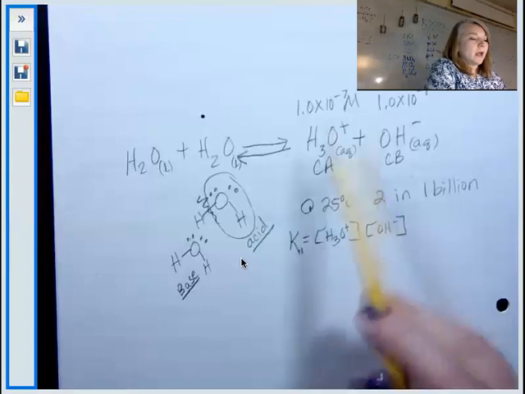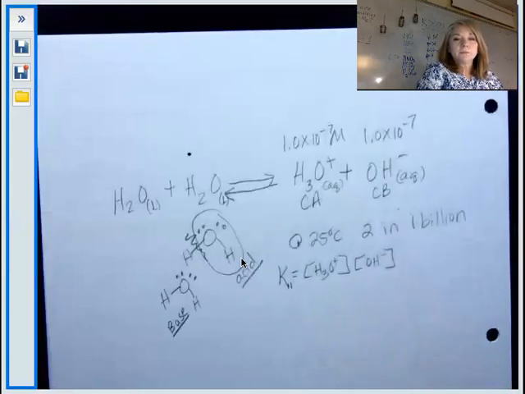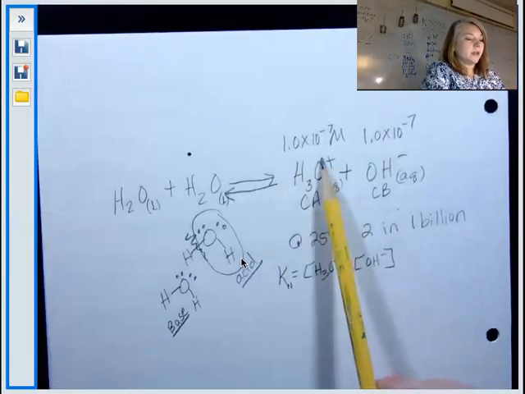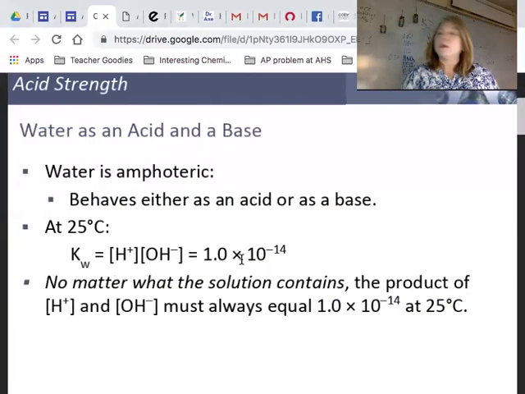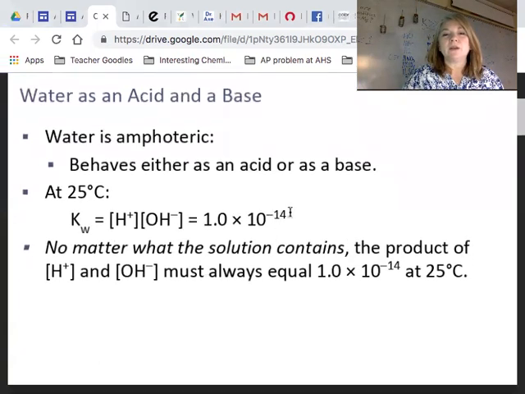So when you multiply those two numbers together, 1.0 times 10 to the negative 7 times 1.0 times 10 to the negative 7, notice what you get. You get that magic number, 1.0 times 10 to the negative 14. Now, you guys told me something a few minutes ago. What is the top end of your pH scale? 14. It is not coincidental that the Kw value has a negative 14 there.